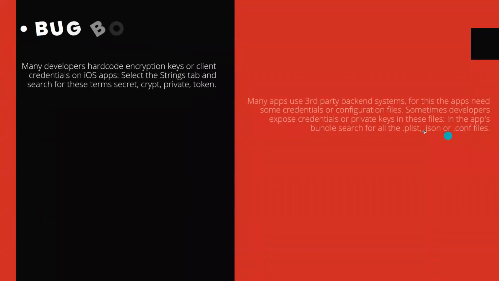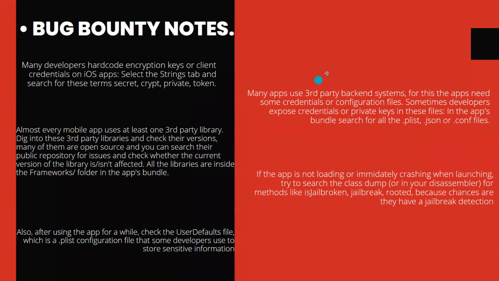Our last one is bug bounty notes. Many developers hard-code encryption keys or client credentials in iOS apps. So select the strings tab and search for tokens, keys, encrypt, private. Sometimes you will get keys, tokens, or something like that.